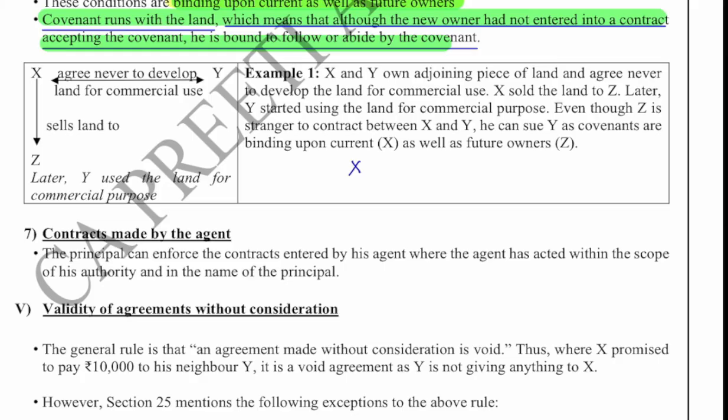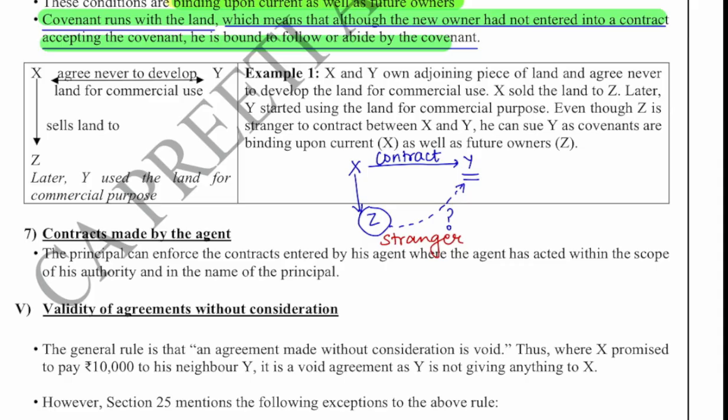Now, X and Y agreed that we will never use this land for commercial purpose; we will always use it for agriculture. X sold this land to Z. Later on, Y started using the land for commercial purpose. Can Z sue? Now see, the contract creating the covenant was between X and Y. Z is actually a stranger. He never created those covenants. But because the land is given to him with a covenant, he can sue. So what if, ma'am, later on Z starts using it for commercial purpose?